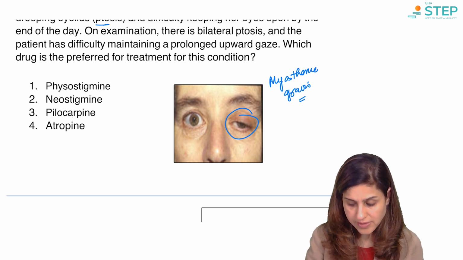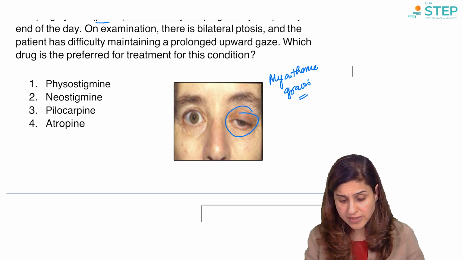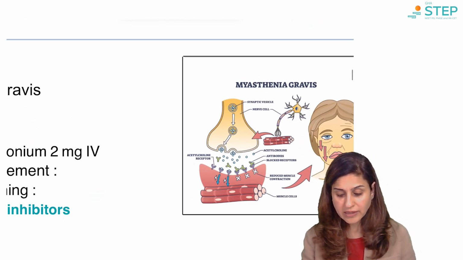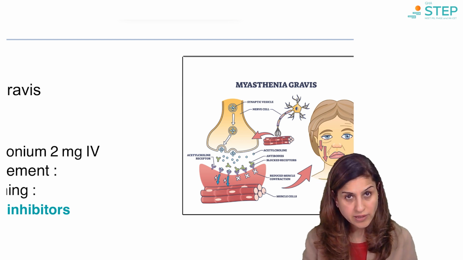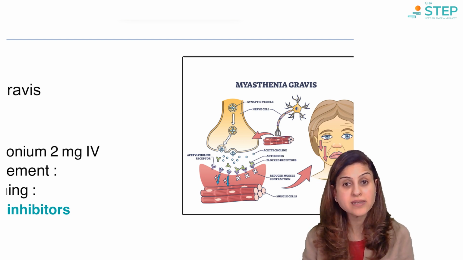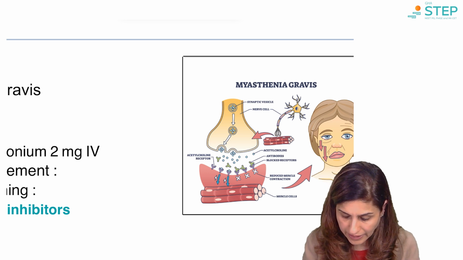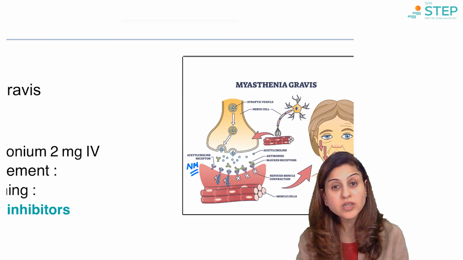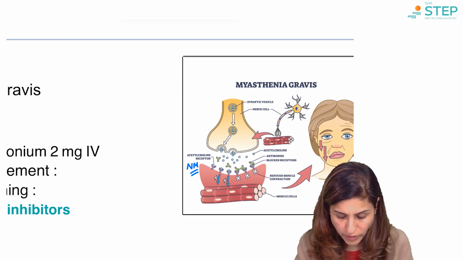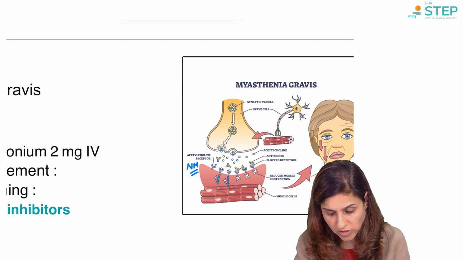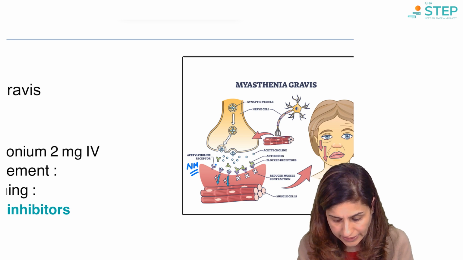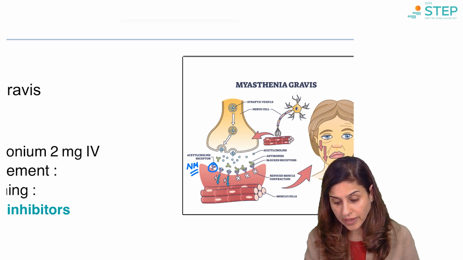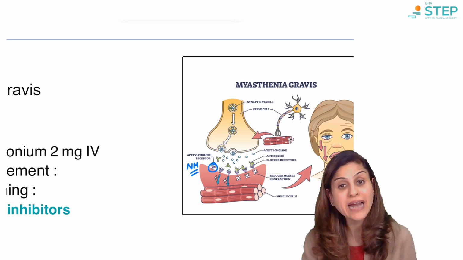Myasthenia gravis. So what is Myasthenia gravis? This is a condition where there is formation of autoantibodies. Antibodies in the body are formed against a specific type of receptor, and this receptor is your NM receptor. These are present on the neuromuscular junction. So normally, this is the cholinergic innervation here. Acetylcholine is released, it acts on this NM receptor, and this leads to contraction of the muscles.